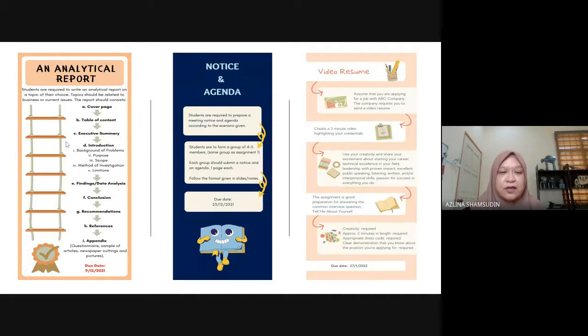Okay, so usually for the cover page, table of content, and also executive summary, you will prepare it last after you finish everything, then baru you prepare the executive summary, table of content, and cover page. So the first one is the introduction. Okay, you will write down the background of problems. Okay, purpose. Okay, why you want to study about the topic, the scope. Okay, the scope means that who is the people that you study, method of investigation, and also limitations.